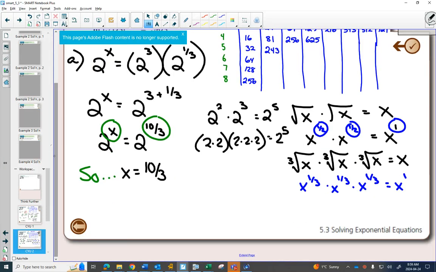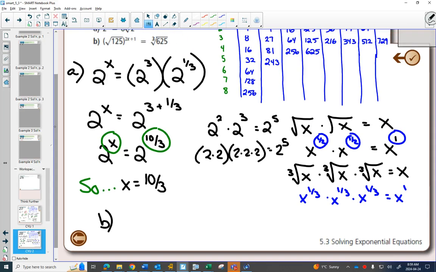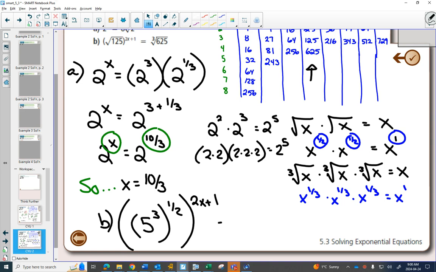So if we look at part B here, first of all, we see 125 and 625. On our powers chart, that happens in this column of powers of 5. So I'm going to change the 125 to a 5 cubed, and I'm going to change my square root to a 1/2, and I still have the 2x plus 1. Lots of brackets on this one. Equals, I'm going to change the 625 to 5 to the 4, and I'm going to change the cube root to 1/3.